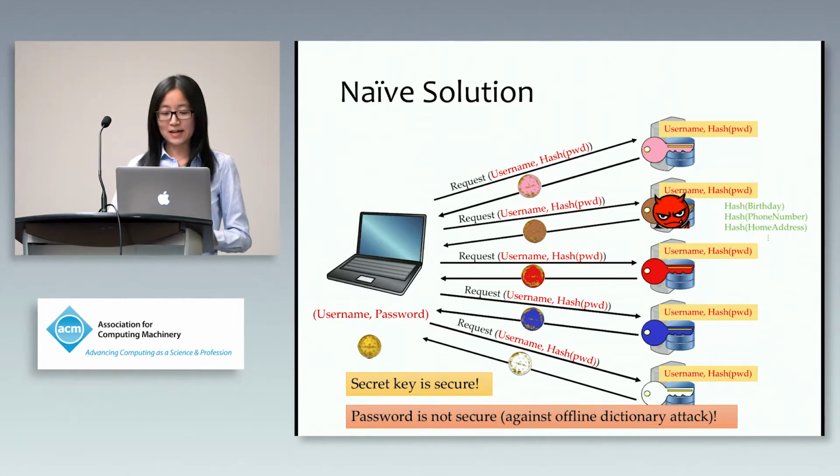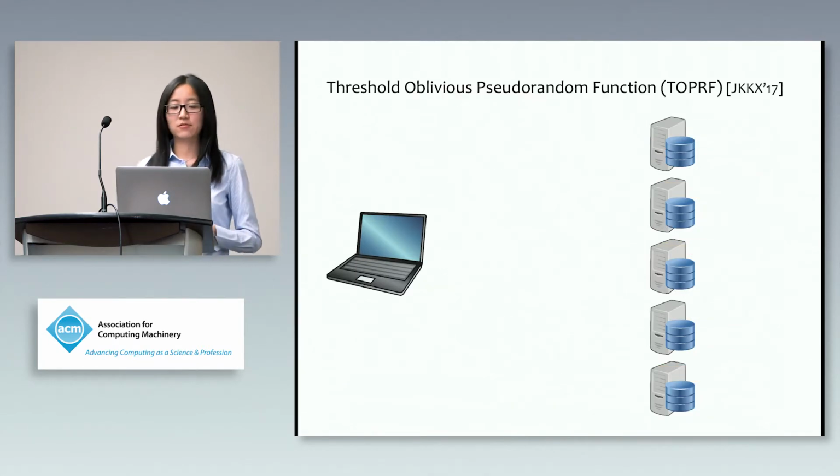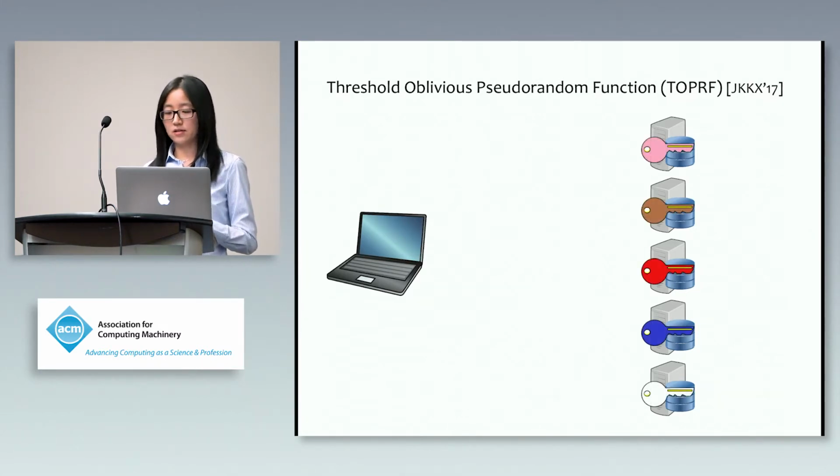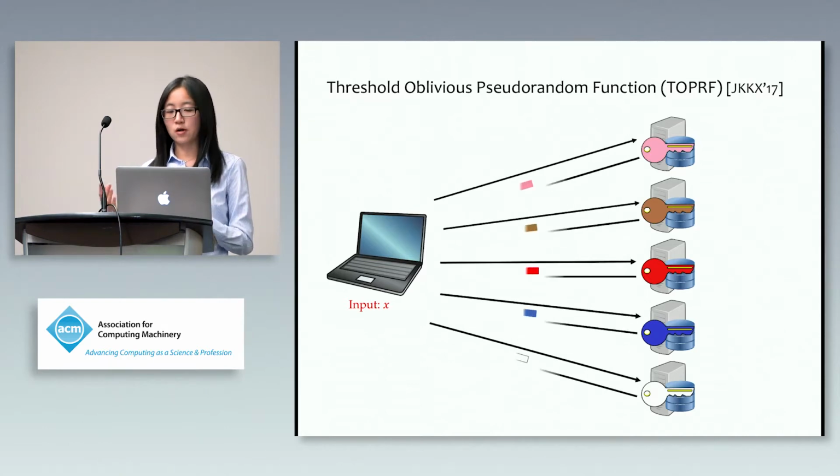So this doesn't work, and that's why we need a second primitive called threshold oblivious pseudo-random function. So TOPRF is a protocol between one client and a bunch of servers. And there is a PRF key shared among the servers. On the client side, the client can take any input X. And this protocol is a two-round protocol.